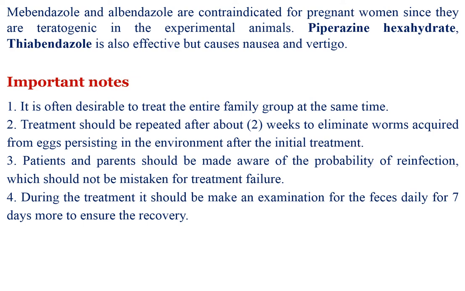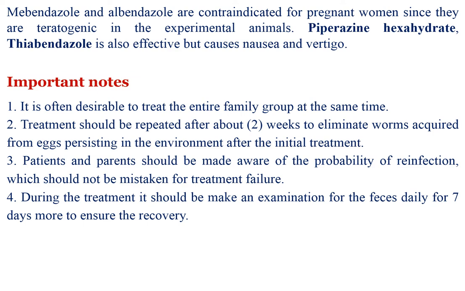Mebendazole and albendazole are contraindicated for pregnant women since they are teratogenic in experimental animals. Piperazine hexahydrate and thiabendazole are also effective but cause nausea and vertigo.